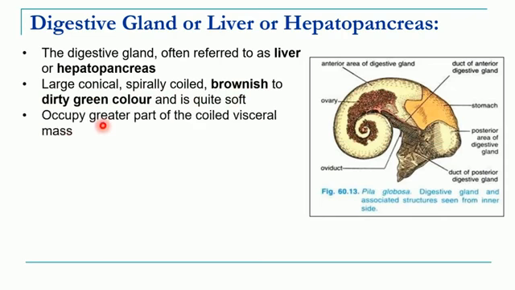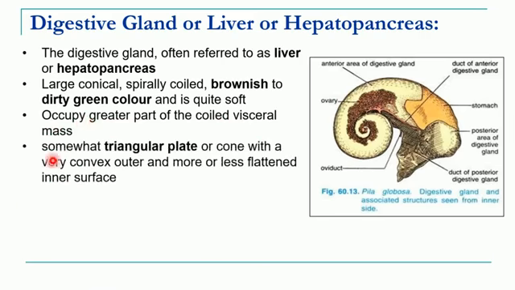Now it occupies the major part of the visceral mass. We know that this visceral mass is a coiled structure, so it occupies the major part of it. It is a triangular plate-like or cone-shaped structure with a very convex outer margin. You can see the outer margin is convex and the inner surface is more or less flattened.